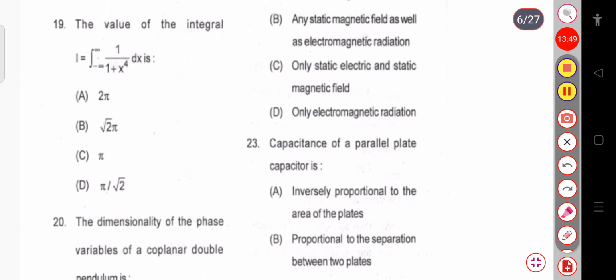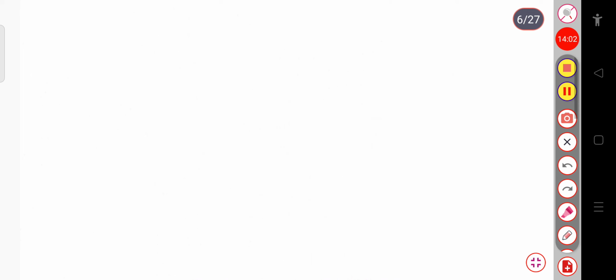The next question, question number 19. The value of the integral I equal to integration from minus infinity to plus infinity of 1 by 1 plus x power 4 dx is. Let me write the question first. Question is integration from minus infinity to plus infinity dx by 1 plus x power 4.